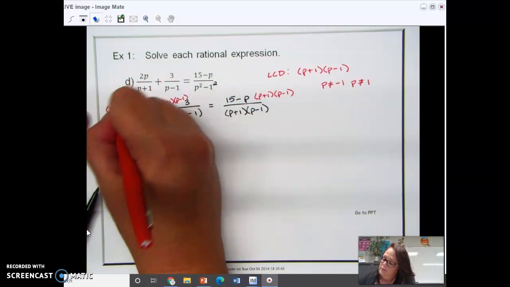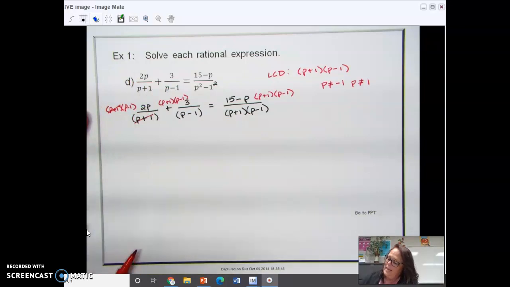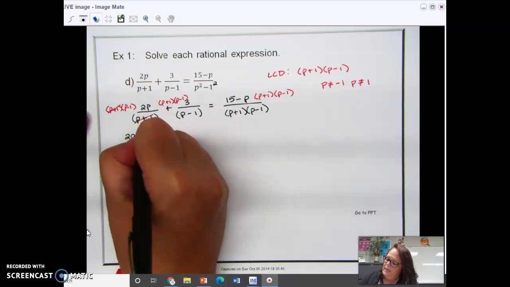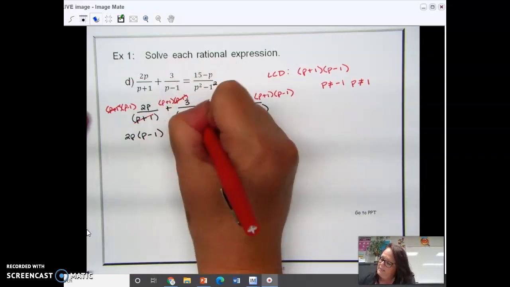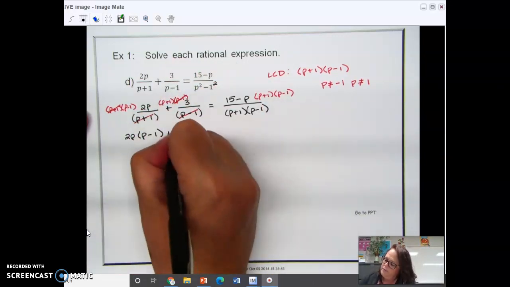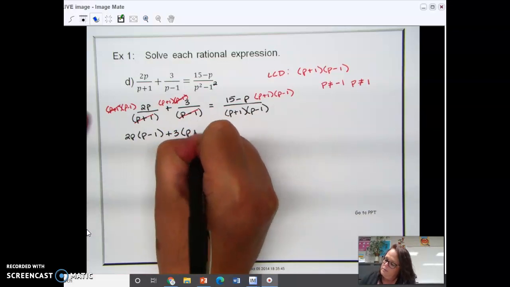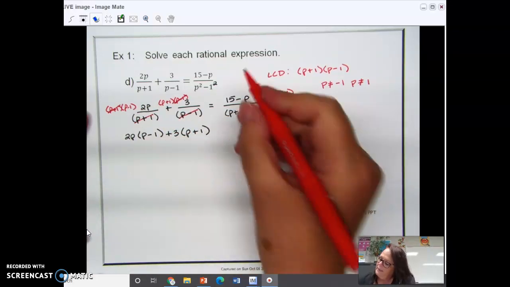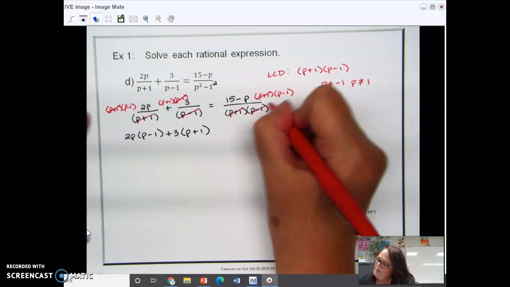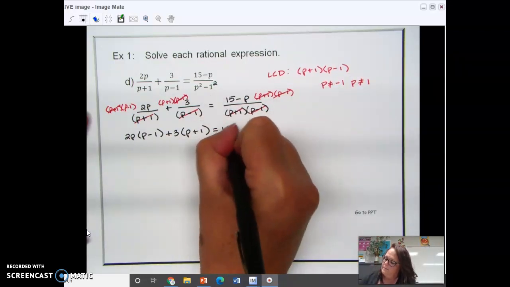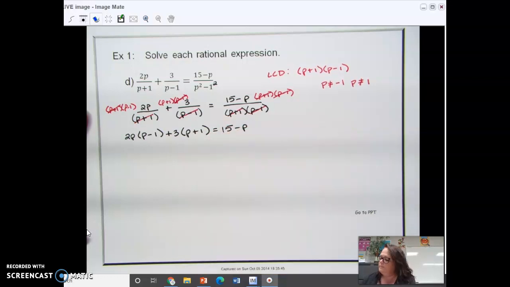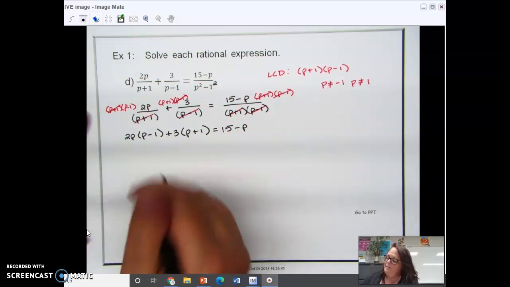So coming over here, the p plus 1's cancel, and that leaves me with a 2p and a p minus 1. Here the p minus 1's cancel, and that leaves me with a +3 and a p plus 1. And then here the p plus 1's and the p minus 1's cancel, leaving me with just 15 minus p. Okay, so then my next step is to distribute.